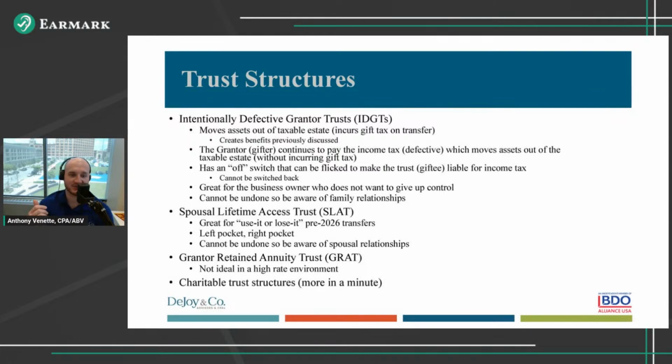We have a couple other options too. GRATs are a great one. Grantor retained annuity trusts. Those are more ideal in low rate environments than high rate environments. So I don't typically suggest clients do it now, although I have seen use cases today still where it makes a lot of sense. And we're going to talk through charitable trust structures as well. Function similar to these, but accomplish a charitable goal as the beneficiary rather than a family member.